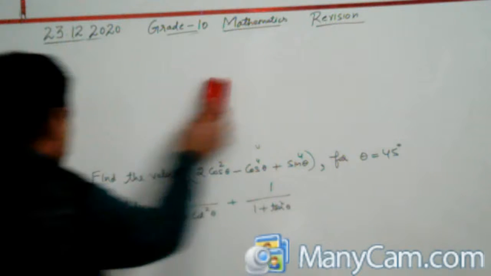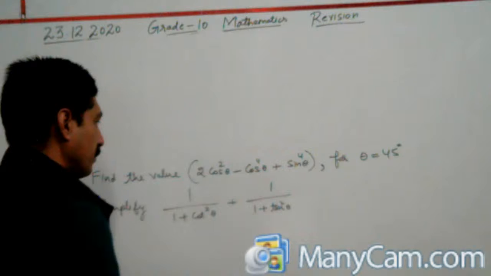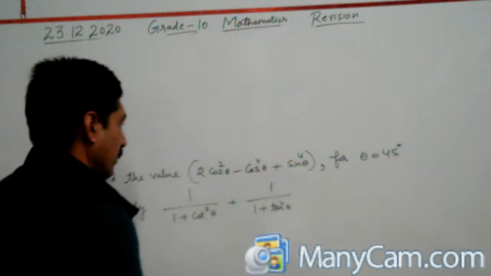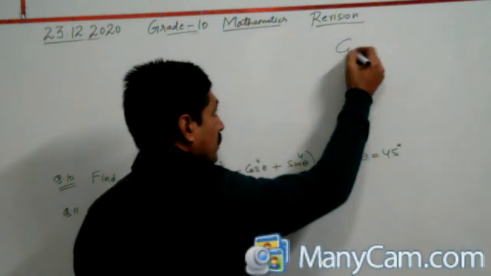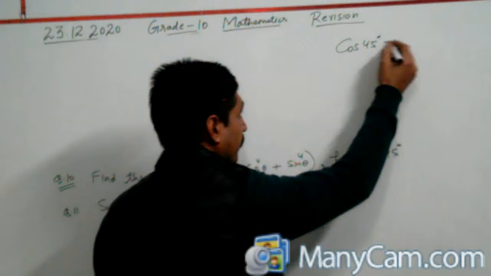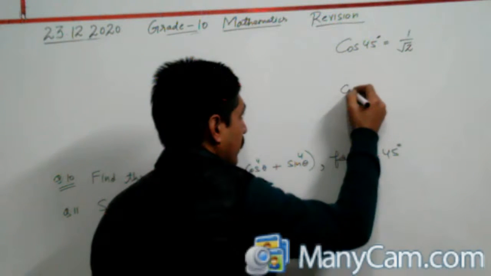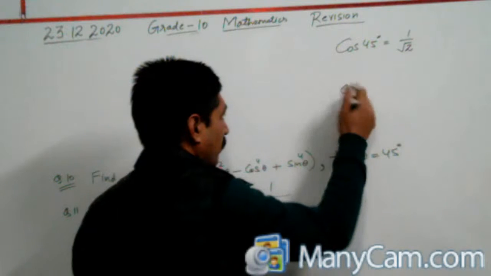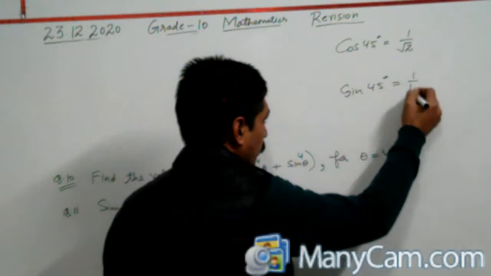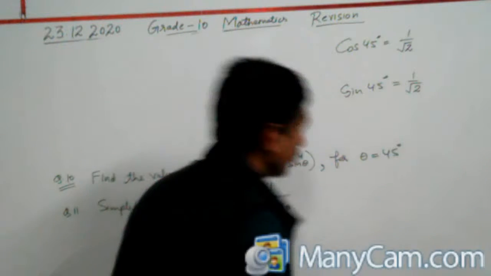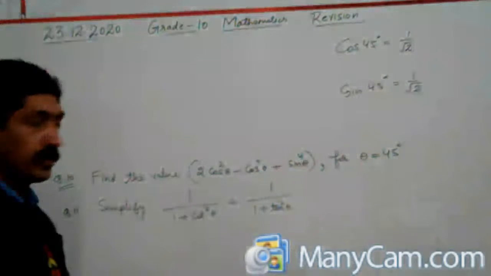In this question we should know that theta is given as 45 degrees. So we have to check what is the cosine of 45. We know cosine of 45 degrees is 1 by root 2, right? And sine of 45 degrees is also 1 by root 2, right? Sine 45 and cosine 45 are 1 by root 2.